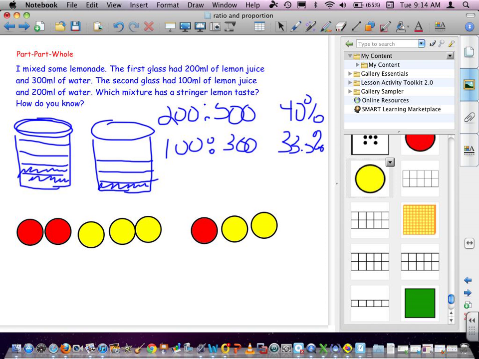Okay, have a look at this model. Oh, I should have made them the other way around. Okay, let's pretend red is lemon and yellow is water, but that wouldn't make sense. It should be the other way around, but I already built them this way, so just play along. Okay, so red is lemon and yellow is water. So I have 1 for every 2 parts here, and I have 2 for every 3 parts here.